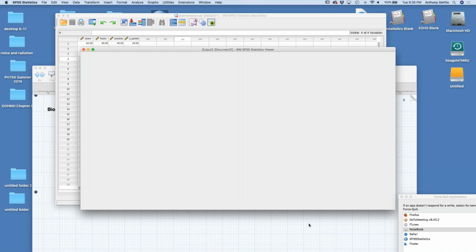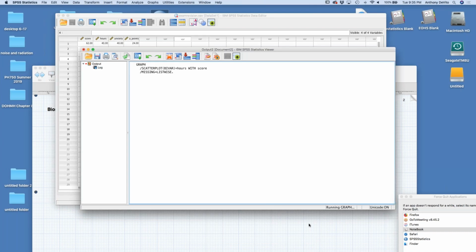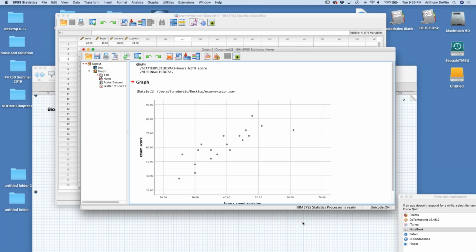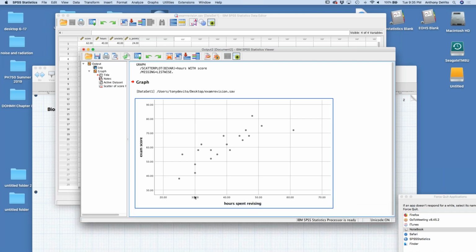I'll click OK and let's see how this looks. Let me look at it graphically. There should be a graph coming up pretty soon. Here we go. So let's see what we have here. In the x-axis, we have the hours spent studying or revising. In the y-axis, we have the exam score, the student's score.